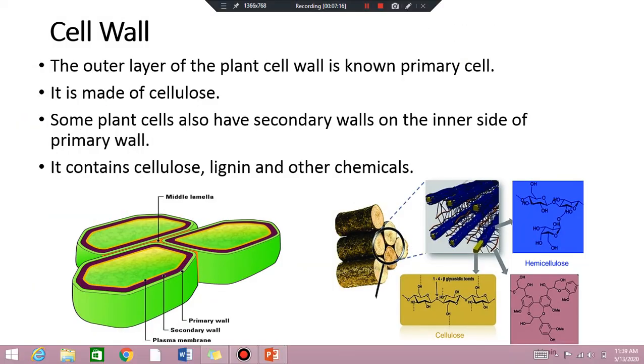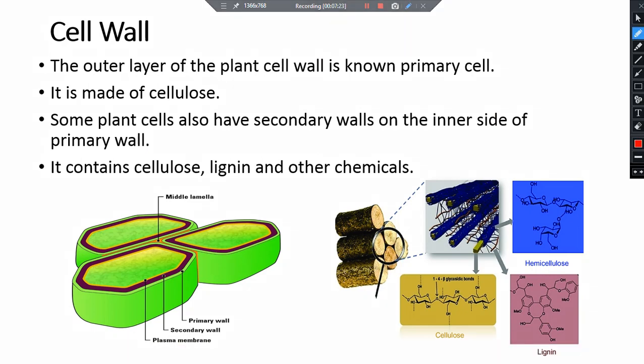So the outer layer of the plant cell is known as the primary cell wall. It is made up of cellulose. Some plant cells have secondary walls on the inner side of the primary wall, which contain cellulose, lignin, and other chemicals. In the previous paragraph, the last line was that the thickness of the cell wall varies from cell to cell. It means that when the plant is young, its cell wall thickness is different from when it has grown up fully, or when it becomes mature.